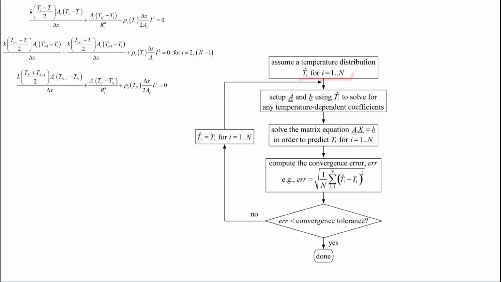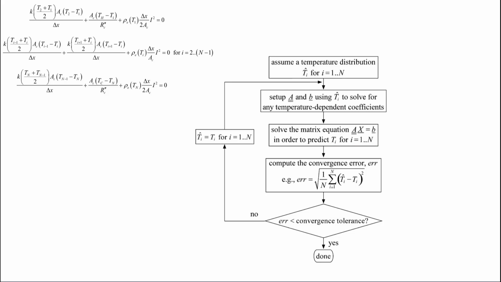Okay, it's our guess for what we think T is going to be. We're using that guess of T. Now we set up our A and B matrices using that T hat to solve for any temperature dependent coefficients. So you're going through the first pass just using your guess for T to solve the temperature dependent properties. Then we solve the matrix, right? AX equals B. We do that matrix inversion in order to predict the actual temperatures.